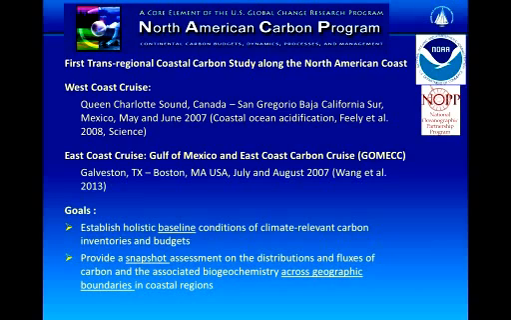In the past, we've done regional studies, so we don't have much idea of how processes interact across boundaries. That's one major goal of this trans-regional study. And in the meantime, it provides a comparative view to look at the different regions.